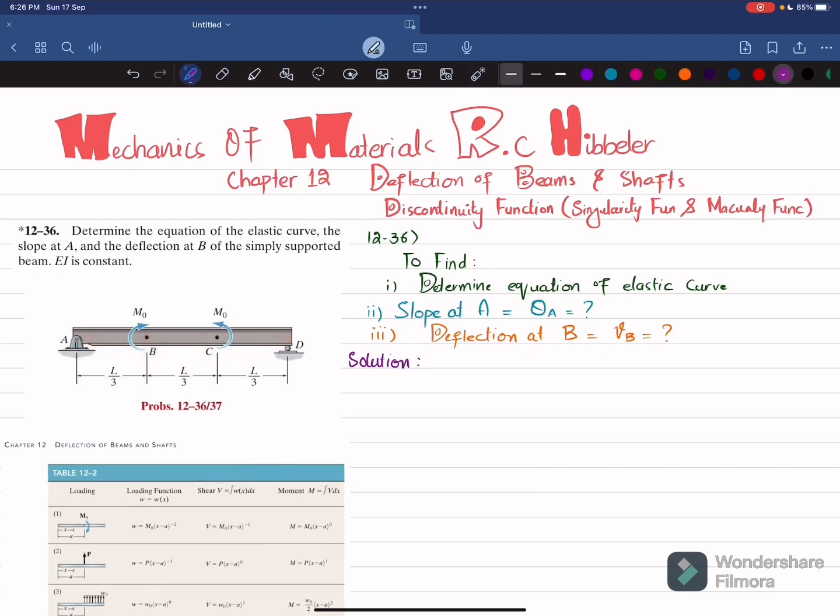So let's start with the solution. The first step is that if you remove this pin support, there will be a reaction force. Let this reaction force be Ra, and if you remove this roller support at point D, you'll have a reaction force which is Rd. We will find this Ra and Rd by using the equations of equilibrium.